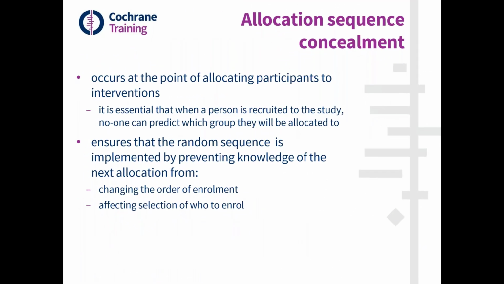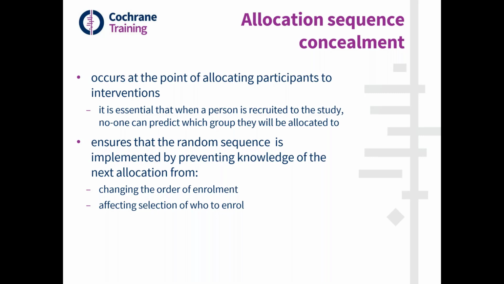So as we said, the second step is allocation sequence concealment. As we said, it is essential that when a person is recruited into a study, no one can predict which group they will be allocated to. And this is important because it prevents knowledge of the next allocation from changing the order or whether somebody gets involved or not into a trial.